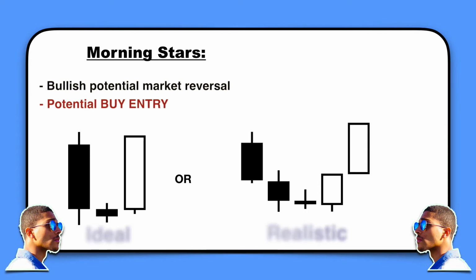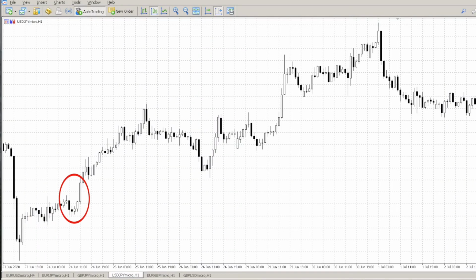Let's look at what morning stars look like on a chart. As you can see on the chart, after the market dipped, a morning star which was either ideal or realistic appeared. It signified a potential reversal and the market rallied shortly afterwards.